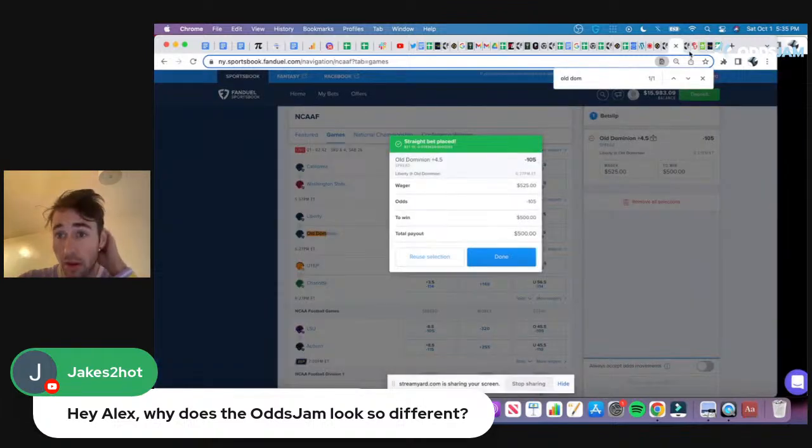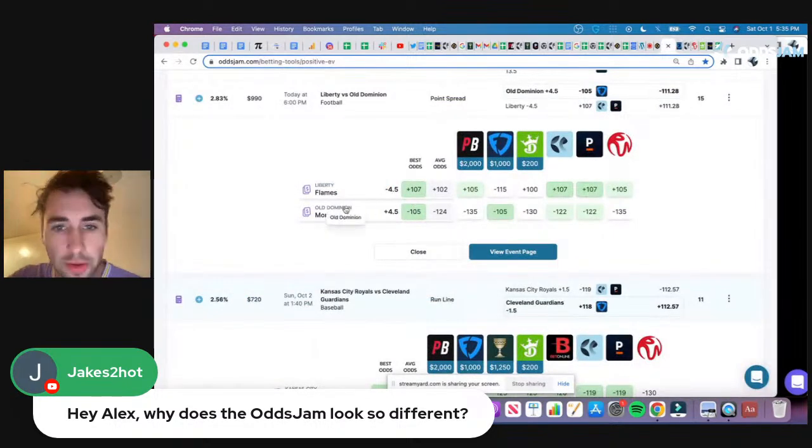This play looks incredible. This is just data-driven, rational sports betting. PointsBet has this minus 135.